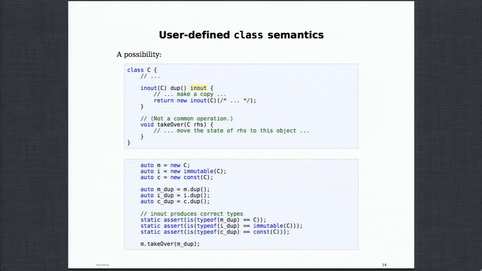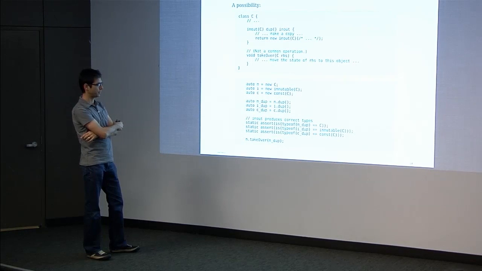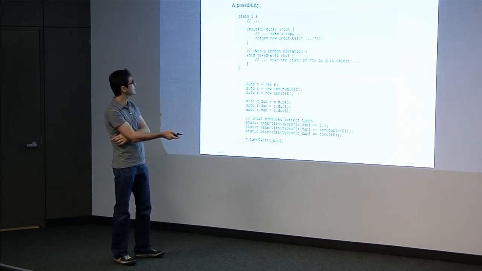And as promised, this is how inout works. If you make a member function inout and specify inout throughout its implementation, including on the return, that inout is either mutable, const, or immutable, depending on what you call it with. So I have mutable, immutable, and const objects here. Call dupe on them. As you see, these static asserts all pass. The copies all carry the correct type of the original. So that's one slide that uses inout.